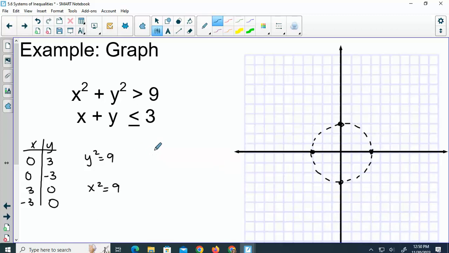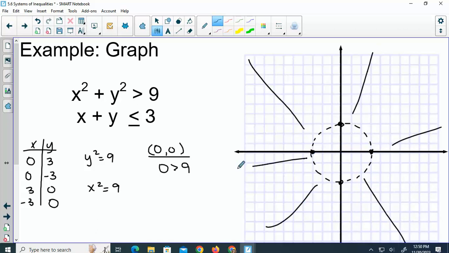Okay, so if I try my test point, I would have 0 is greater than 9. Is that true? So 0, 0 does not work. So we're shading anything outside the circle. Okay, then.